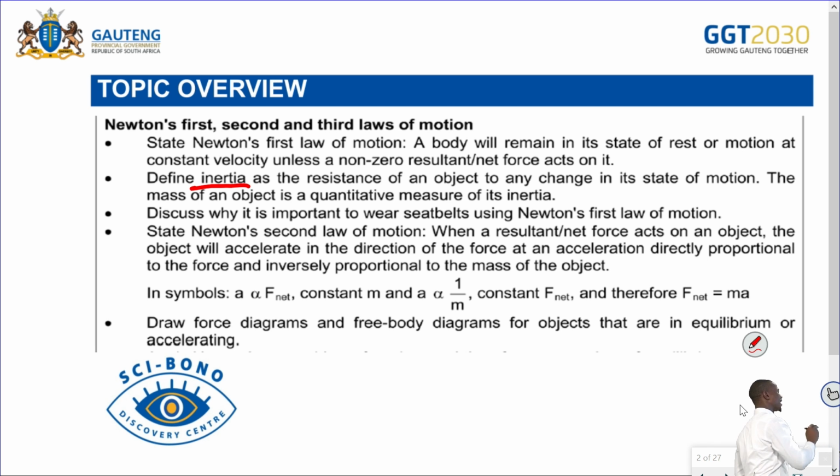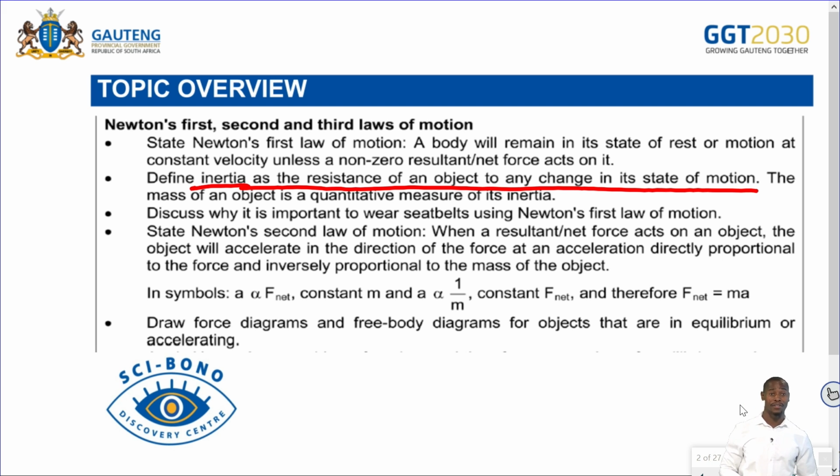Define inertia as the resistance of an object to any change in its state of motion. This is how we have to define inertia. So learners, you can see it is there in your examination guidelines: the resistance of an object to any change in its state of motion.